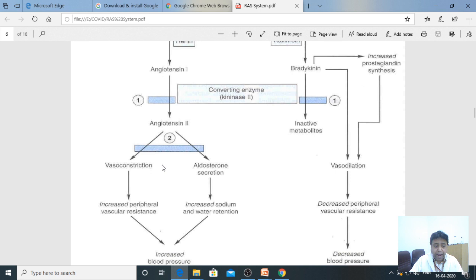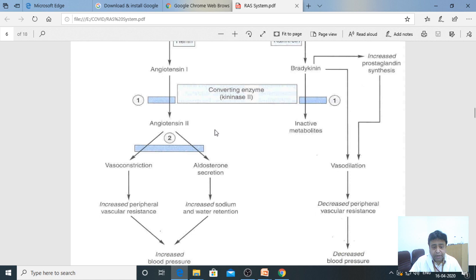Okay. Now angiotensin 2, which we just discussed, has several fates. One of the fates is this. The other fate is that this angiotensin 2 is also a very potent stimulator for aldosterone, the one which we had discussed in the previous class. This angiotensin 2 can activate the adrenal cortex and release aldosterone.